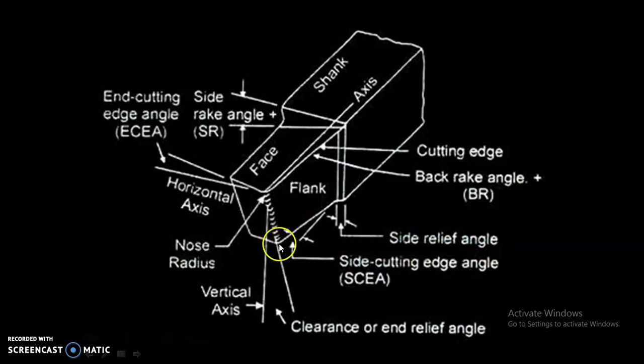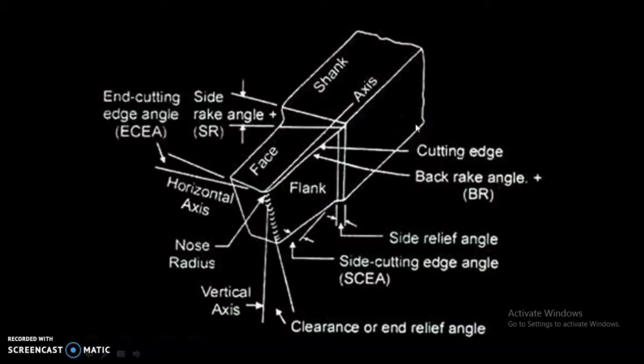This is the side cutting edge angle. Here the side cutting edge and this particular axis makes an angle, which is the side cutting edge angle. Similarly, the end cutting edge, here is the end cutting edge, and the horizontal axis, it will be like this, and the angle between the two is the end cutting edge angle. Similarly, the side rake angle, etc.